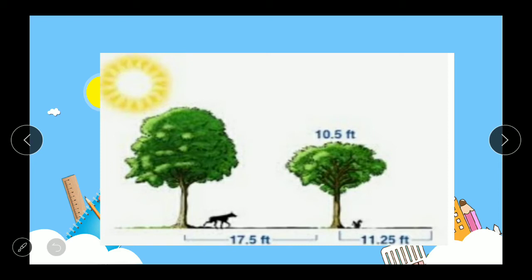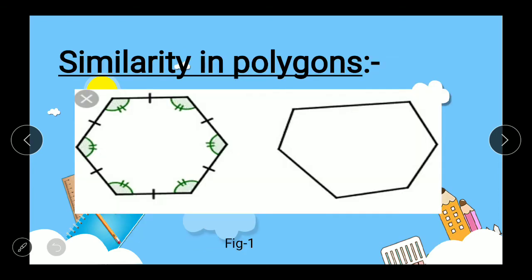Now similarity in polygons. In this picture, I have two polygons with 6 sides.